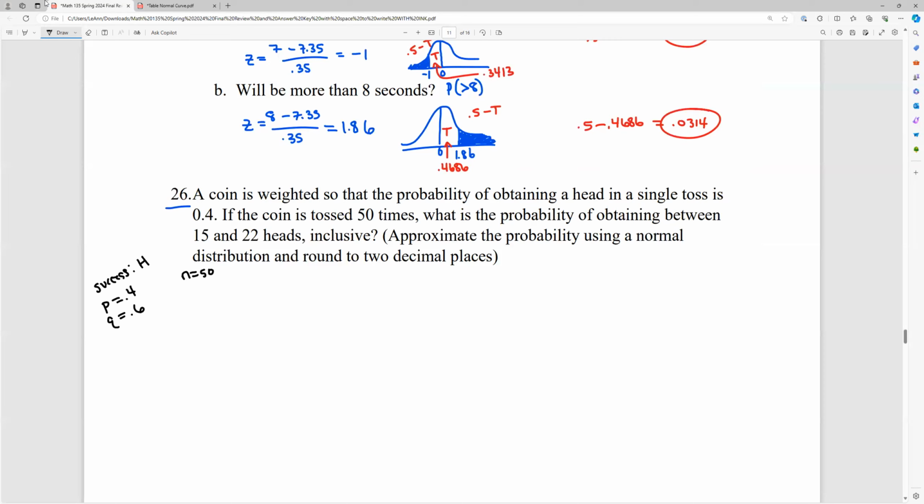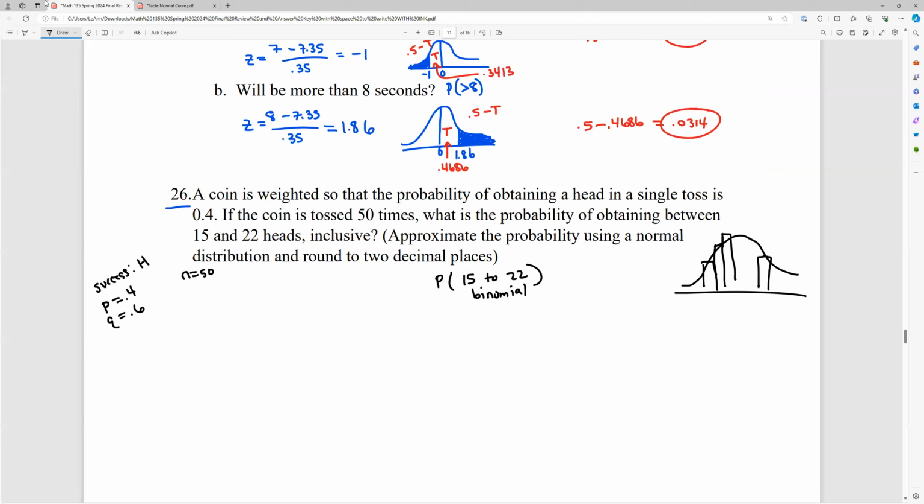What is the probability of obtaining between 15 and 22? So we're looking for the probability of 15 to 22. Now, when you ask it this way, you are in the binomial distribution because you're looking at how many successes you have. We're going to approximate this using a normal distribution. You have to remember, a normal distribution is a smooth curve, whereas a binomial distribution is a bunch of histogram bars. So just think about this.